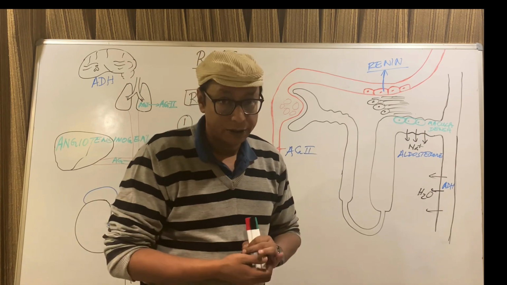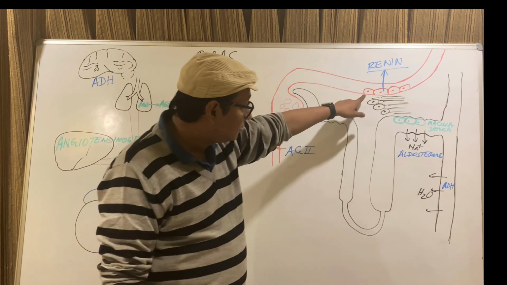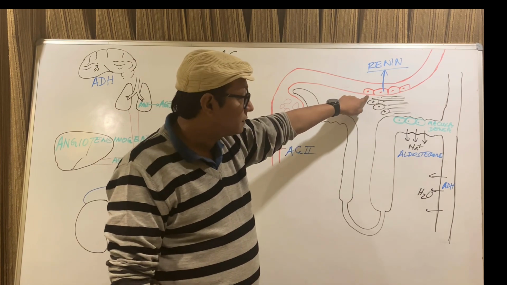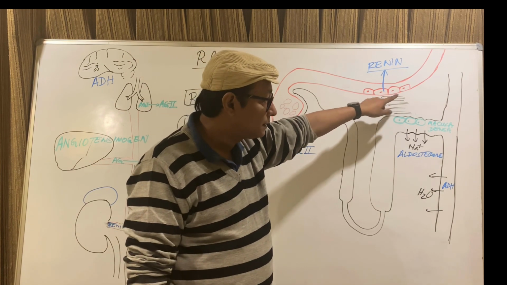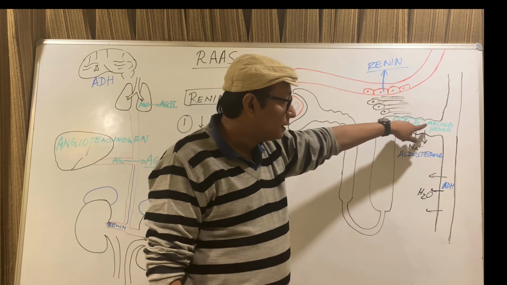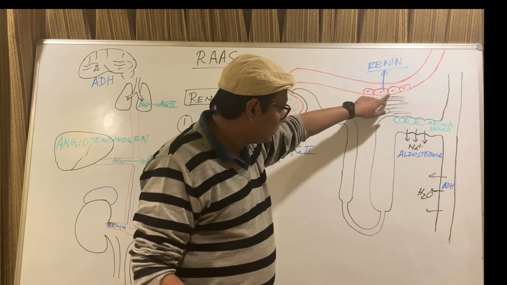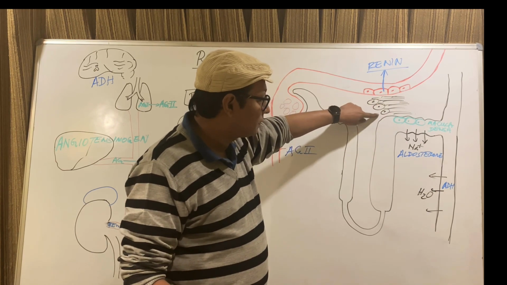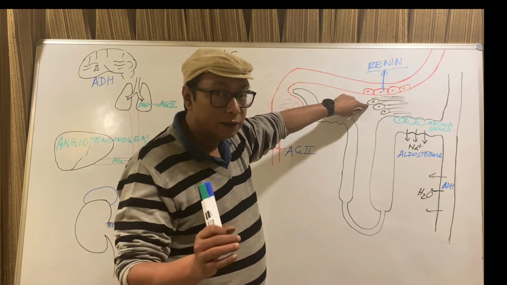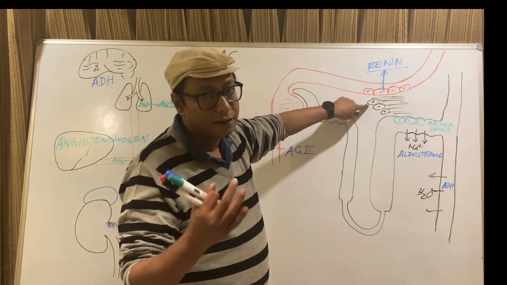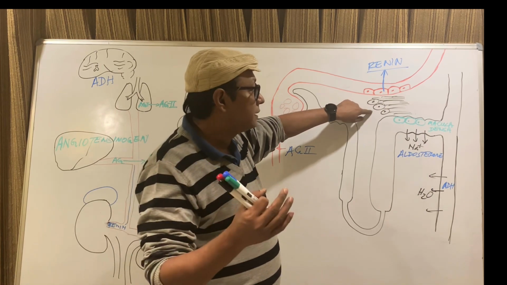These are the stretch receptors or baroreceptors. This is called the juxtaglomerular cells. This is called the macula densa. These are the chemoreceptors. And in between there is an extracellular matrix. These are the mesangial cells. They are the extraglomerular mesangial cells.